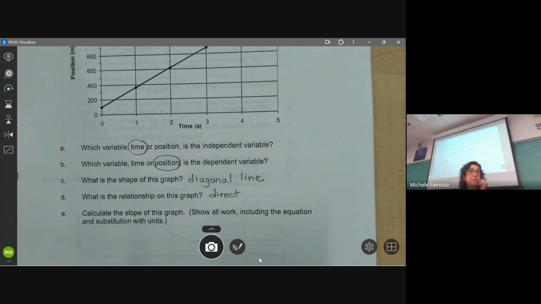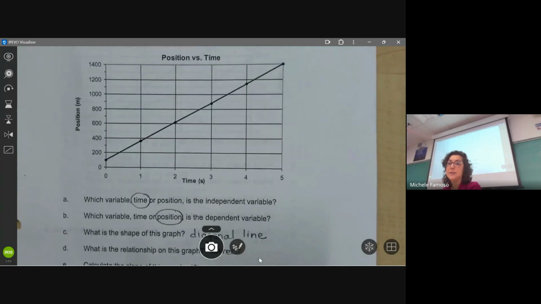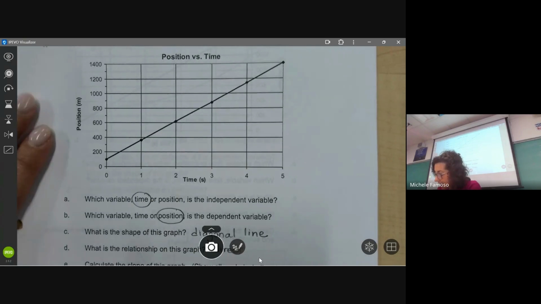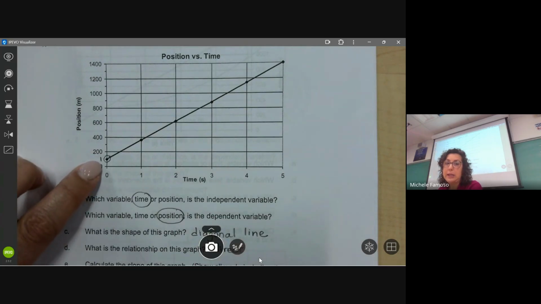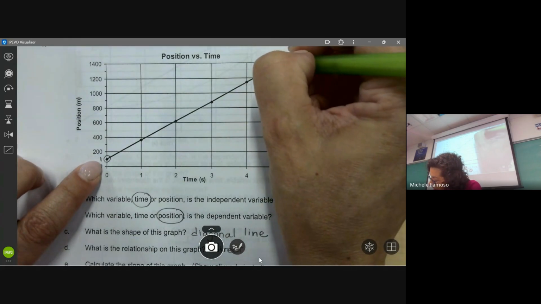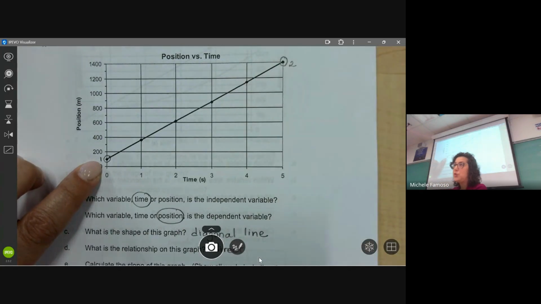Okay, now we have to get to the fun part. Can we calculate the slope of this? We're going to use our guess method. We're going to find 2 points on this line that are right on the line. I'm going to use this point here. I'm going to call that point 1. Notice I'm circling and labeling it 1. And I'm going to use this point here as point 2. Those are both right on my line.